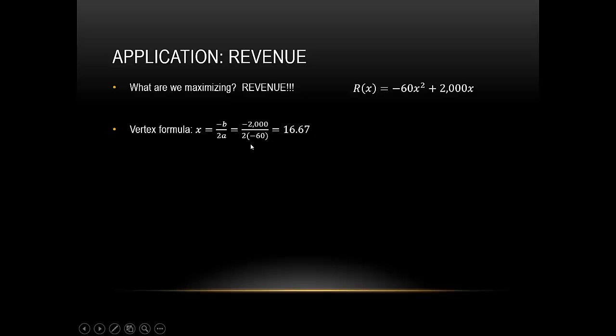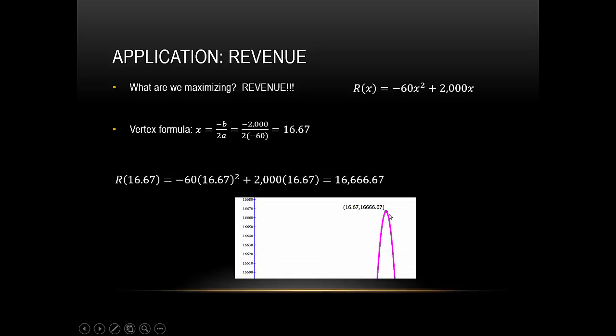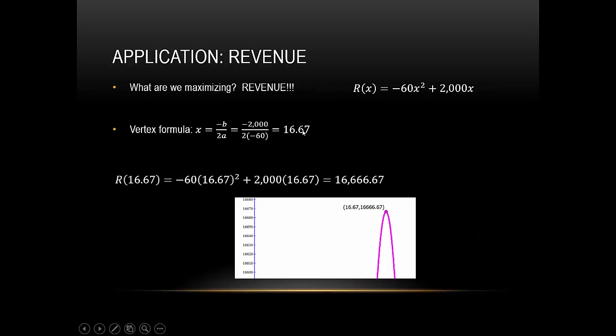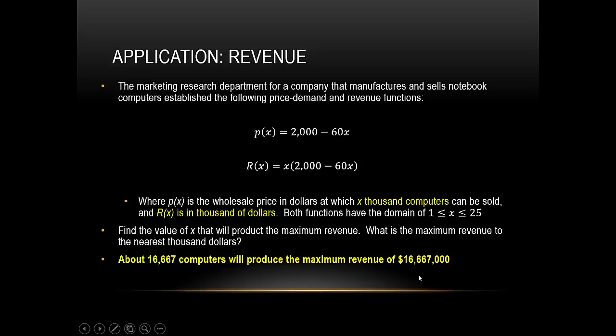So if I plug everything in, I get my x value. I take and I plug my x value into my formula, and yes, that looks correct with what my graph looked like. I can plot the point to verify it. And so I would say about 16,667 computers, because remember that this was in thousands, so I converted 16.67 into thousands, will produce the maximum revenue of this 16,667,000.